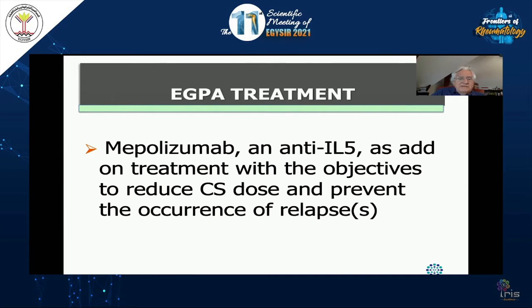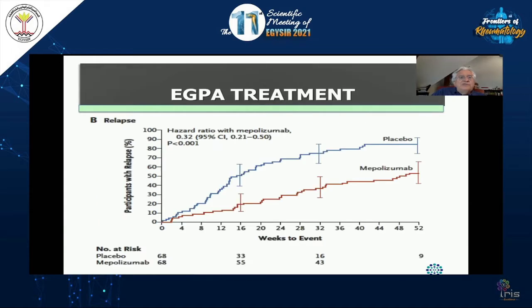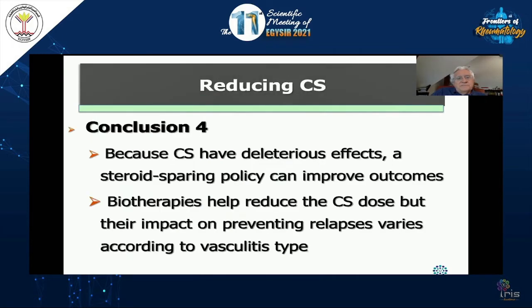Mepolizumab has been evaluated as an add-on therapy to reduce corticosteroids and prevent the occurrence of relapse, and the study has been published 4 years ago. You can see, when you look at remission, the superiority of mepolizumab, and when you look at the number of relapses, the relapses are lower in patients taking mepolizumab. And another very important result is that it is possible to reduce the steroid dose in most patients.